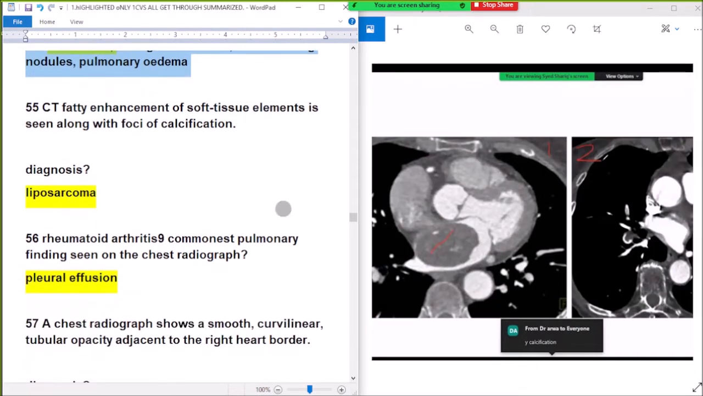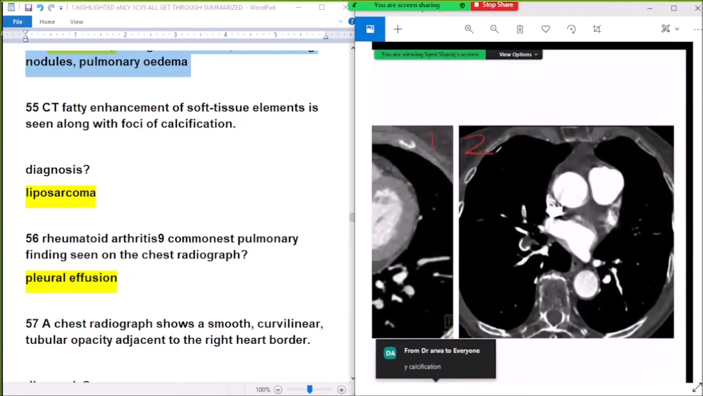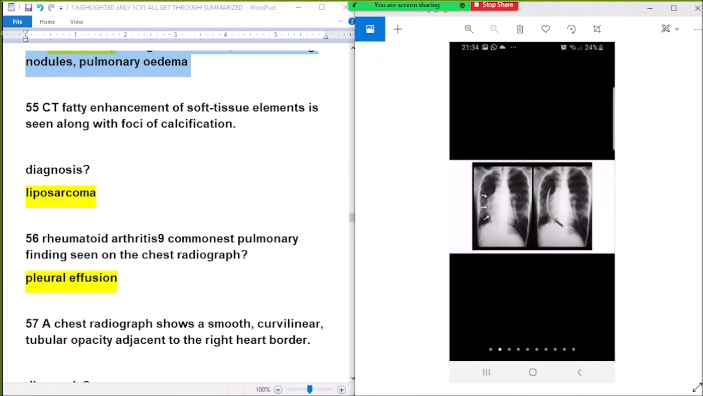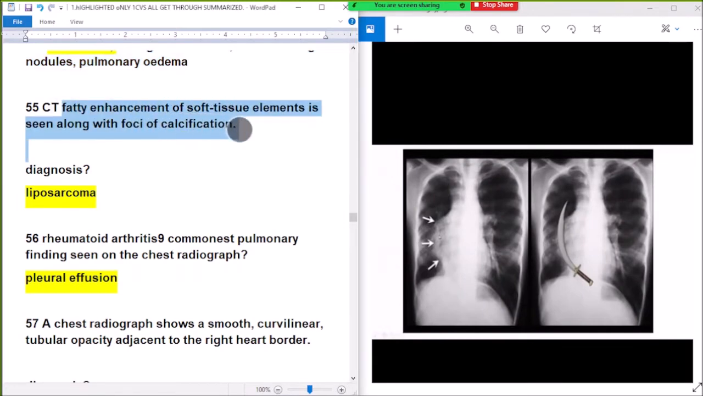Question number 55. Pulmonary embolism will show Hampton hump or Westermark sign. CT scan shows fatty enhancement of soft tissue elements along with focal calcification. Diagnosis: liposarcoma. Fat with calcification, diagnosis liposarcoma.